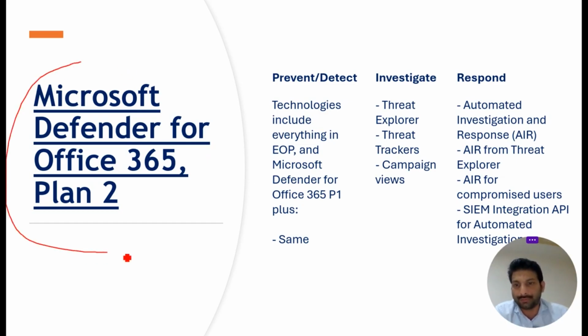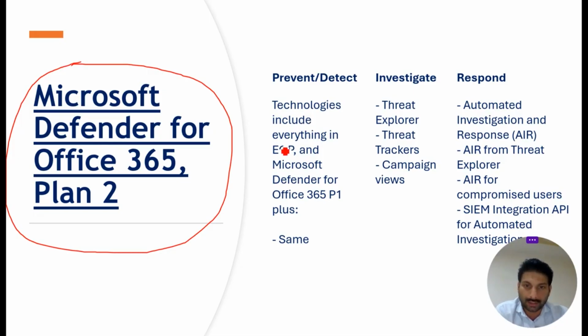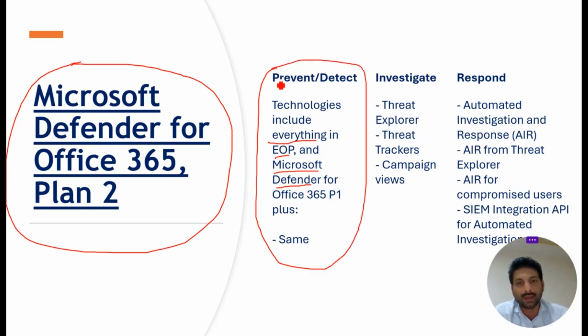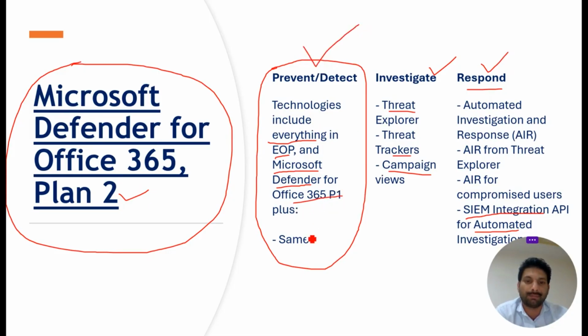When we talk about Microsoft Defender for Office 365 Plan 2, whatever is provided in EOP, we get it. Apart from that, we get what is given in Plan 1, plus we get some more. So prevent and detect, whatever we have in EOP and Plan 1, everything is the same in Plan 2 also. In addition to that, we get some investigation tools like Threat Explorer, Threat Trackers, Campaign Views. So we get these additionally. Even for response, we get some additional tools like automated investigation and response, AIR from Threat Explorer, AIR for compromised users, and SIEM integration API for automated investigation. So these two parts we get additionally. Prevent and detect is almost the same as Plan 1.